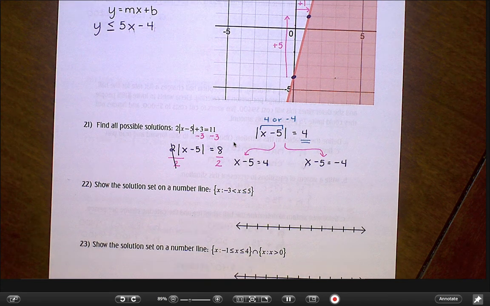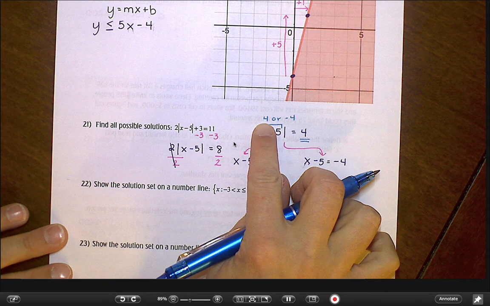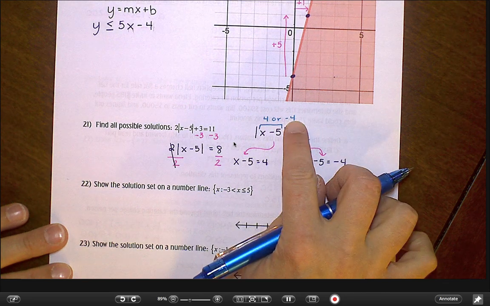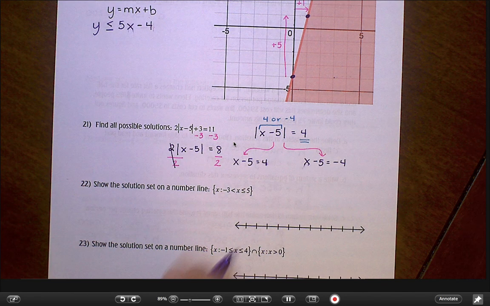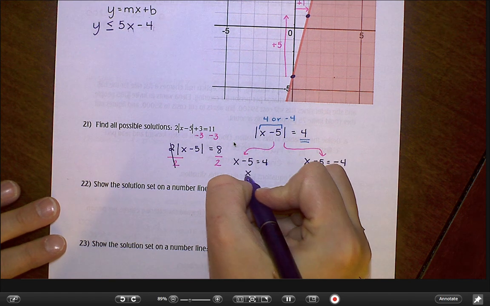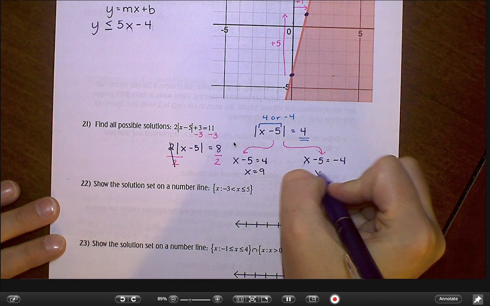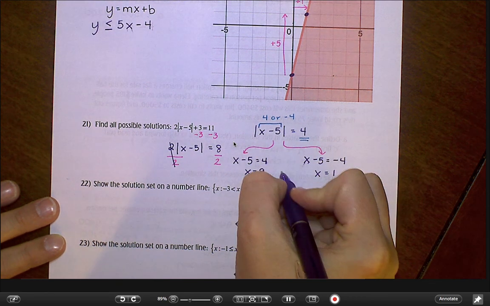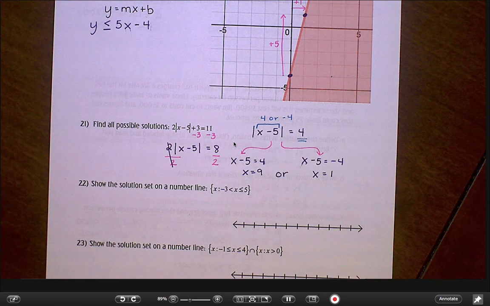Okay? And I want to figure out what's the possibility for x that would make this happen? You do have to solve these separately. So like on this one, I'm going to add 5 to the other side, and I end up with x equals 9. With this one, I'm going to add 5 to the other side, and I'm going to get x equals 1. Okay, and so it could be 9 or it could be 1. Either one of those would work out correctly in this statement.